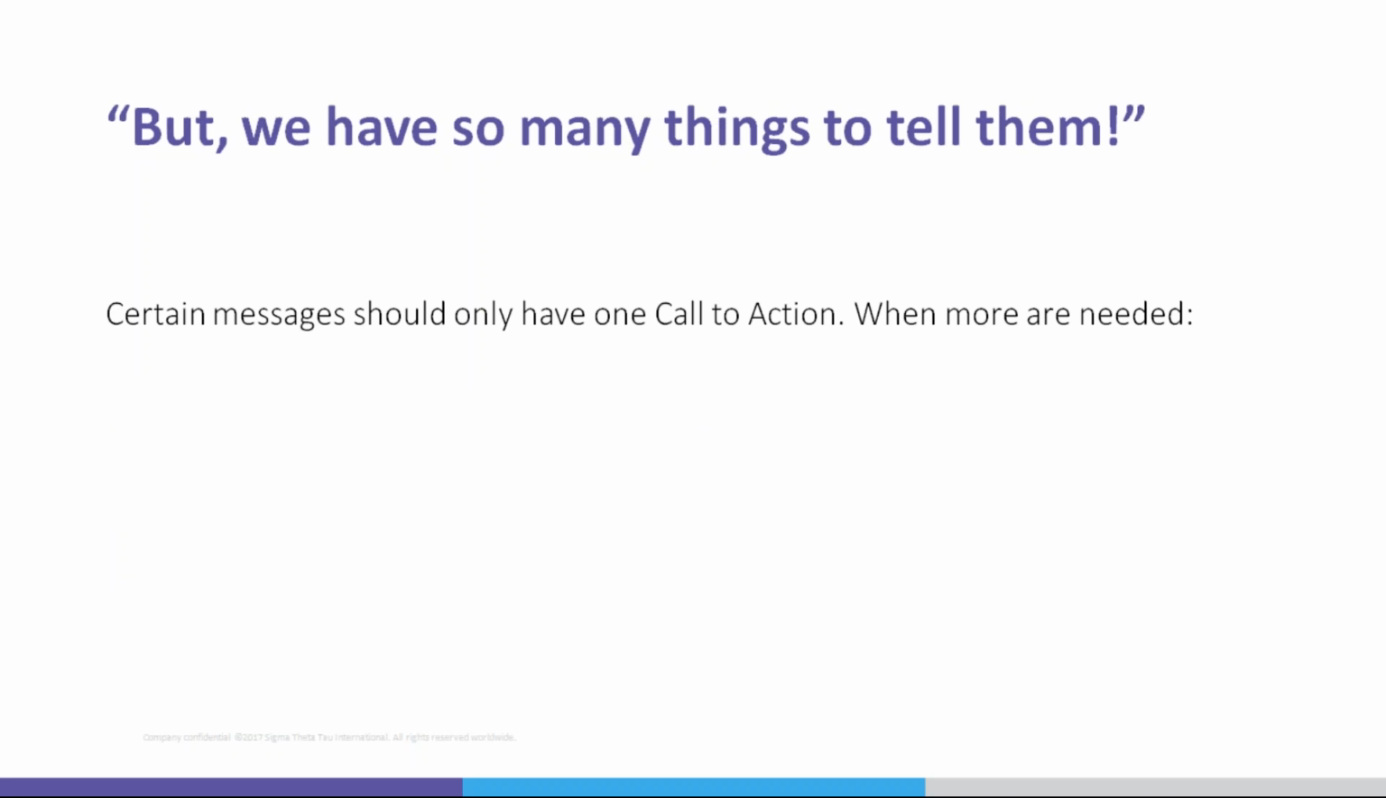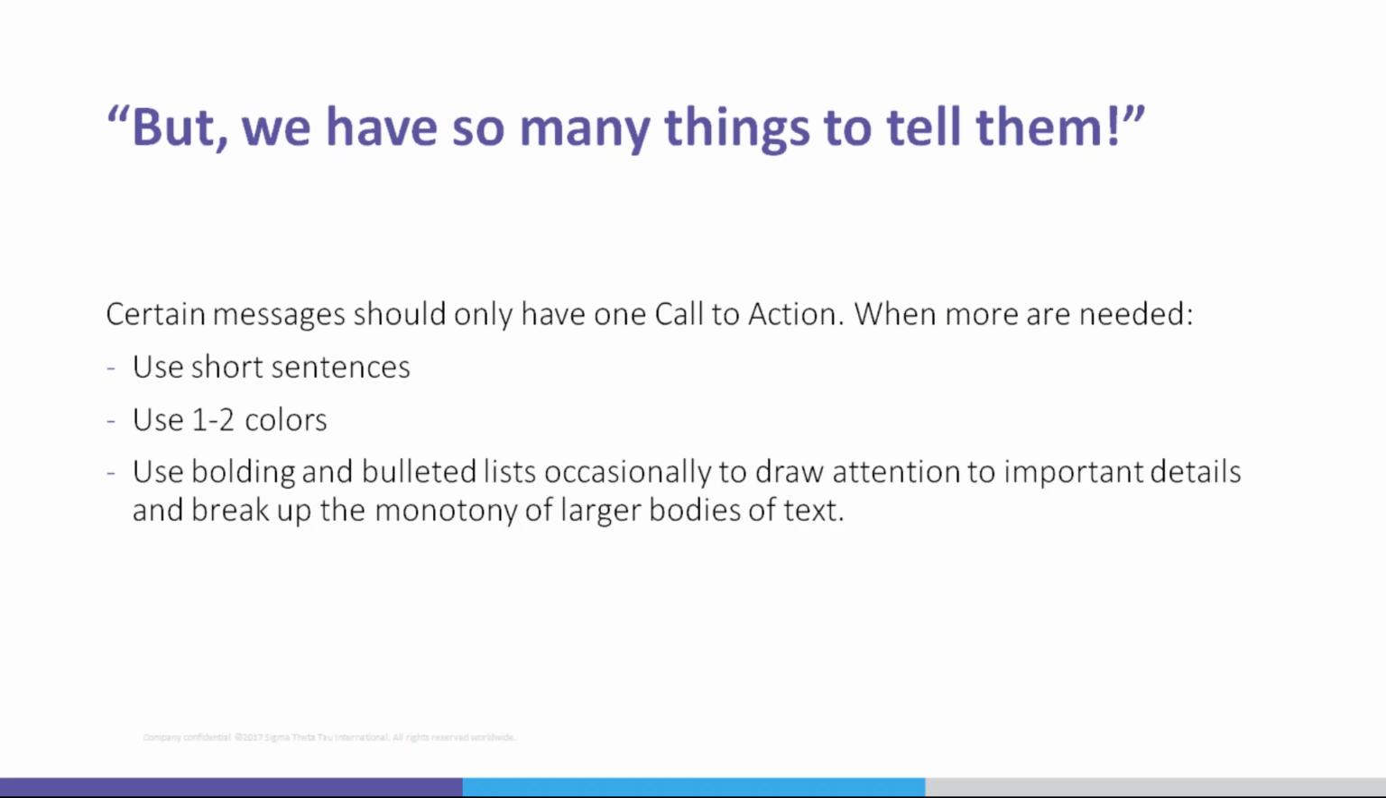There will be cases, such as a quarterly newsletter, where you need to give your members information about several or many topics. In that case, use short sentences and then include a hyperlink to additional information. Use one or two colors, and use bolded or bulleted lists to draw attention to certain details and break up the monotony of larger bodies of text. You can also utilize templates available on our additional resources webpage.